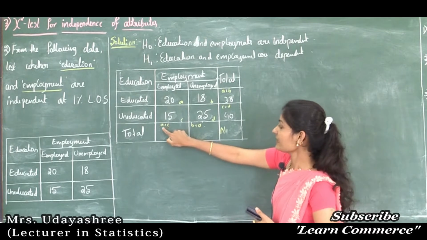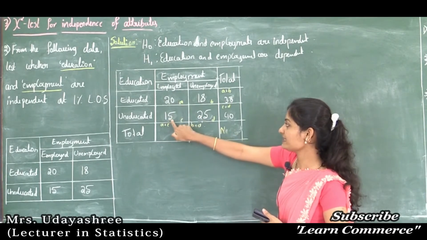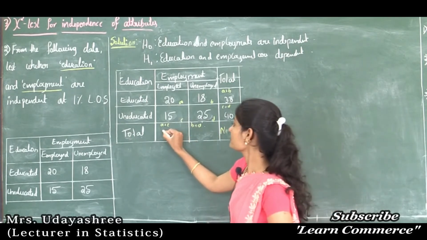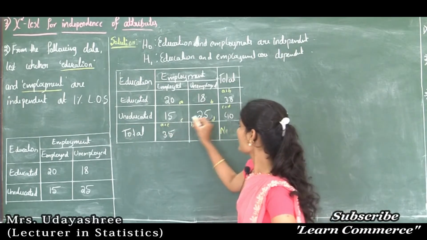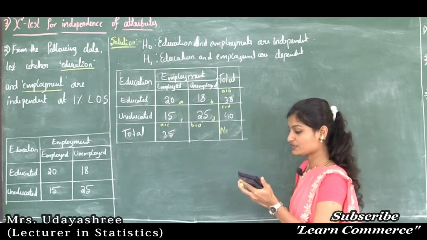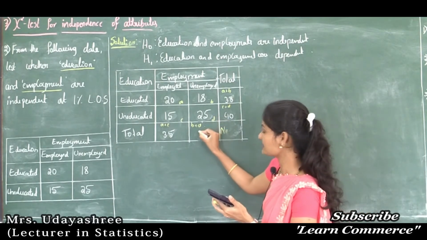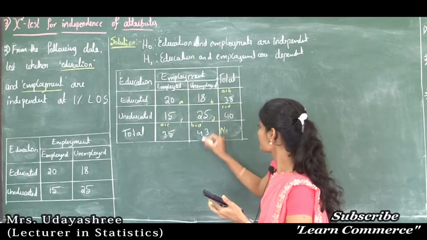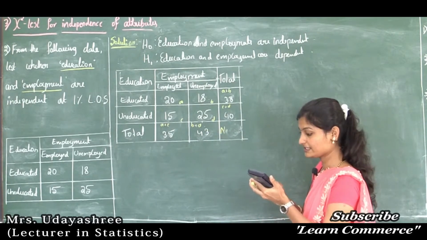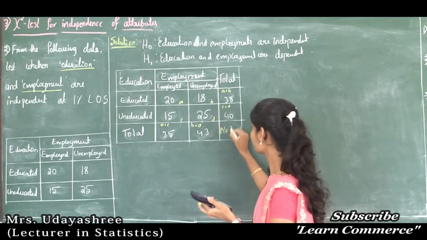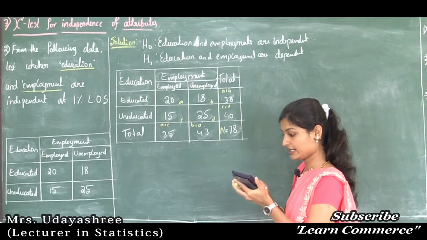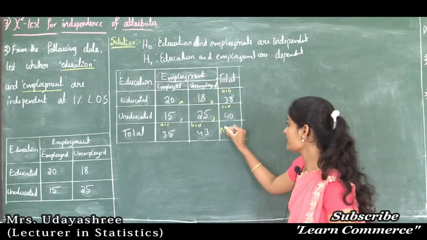Next, A plus C: A is 20, C is 15, so A plus C is 35. And B observation is 18 and D observation is 25, so B plus D is 43. The sum of these: 38 plus 40 is 78. Likewise, 35 plus 43 is 78. So here N is 78.